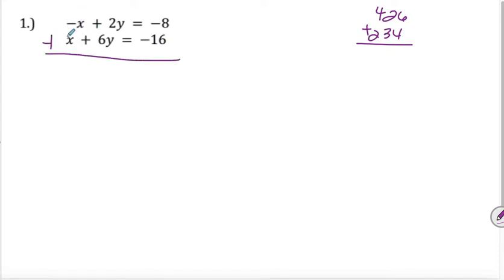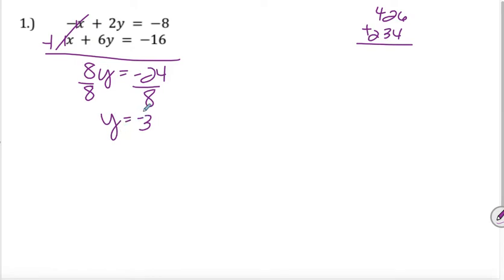So negative x and x, they are opposite. So this is negative 1x and 1x here, positive 1x. So if I add them, they cancel. And then 2y plus 6y add up to be 8y. We bring down our equal sign. And negative 8 plus negative 16 is negative 24. And then you would solve for y. To get y by itself, we will divide both sides by 8. And so the value of y now is negative 3. So the x is canceled. I have a value for y.